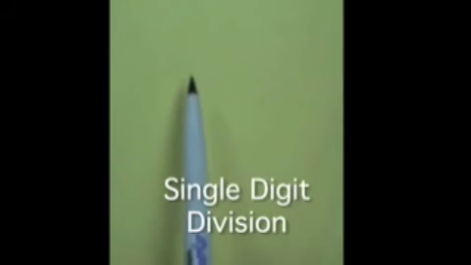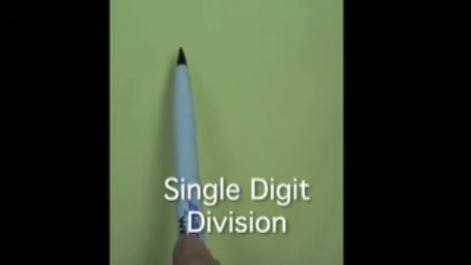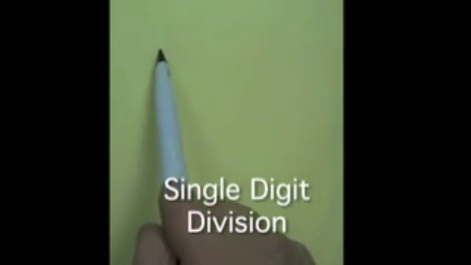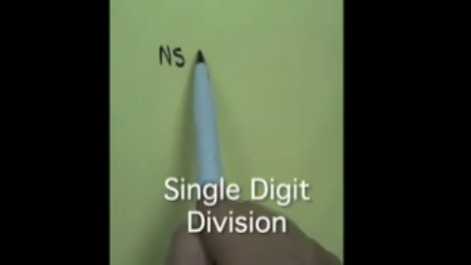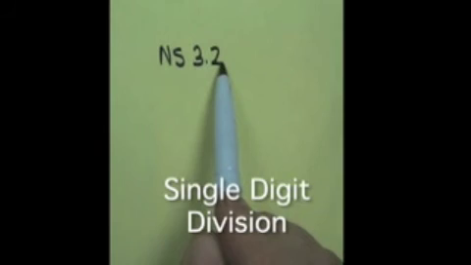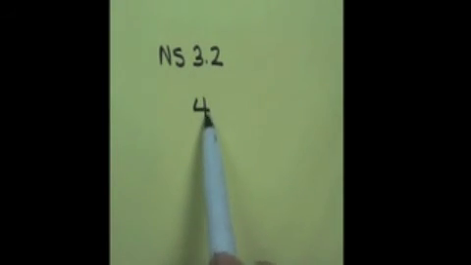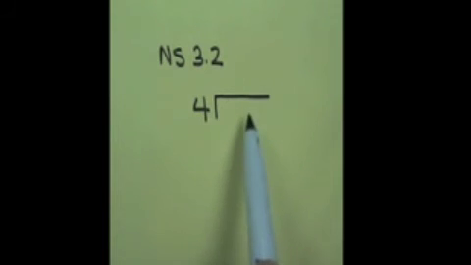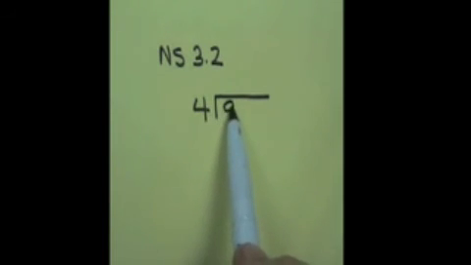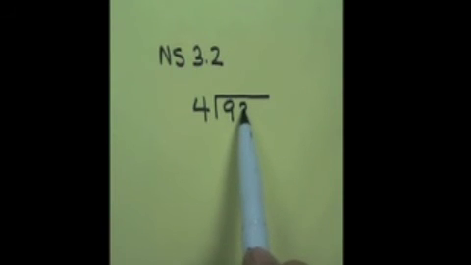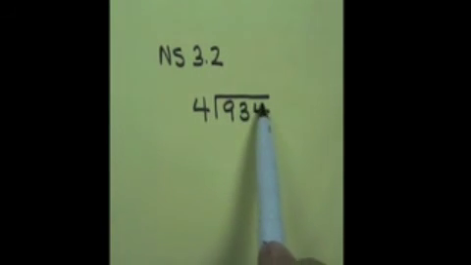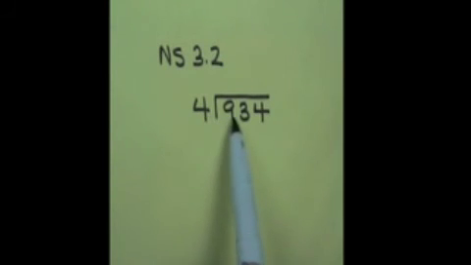Well, we're doing single digit division, and this is number sense 3.2. Write this on the top of your paper, NS 3.2. This is the problem we're going to look at. We're going to ask the question, how many groups of 4 go into 934? Now the first question we ask, how many groups of 4 are there in 9? And there's 2. Because 2 times 4 is 8.